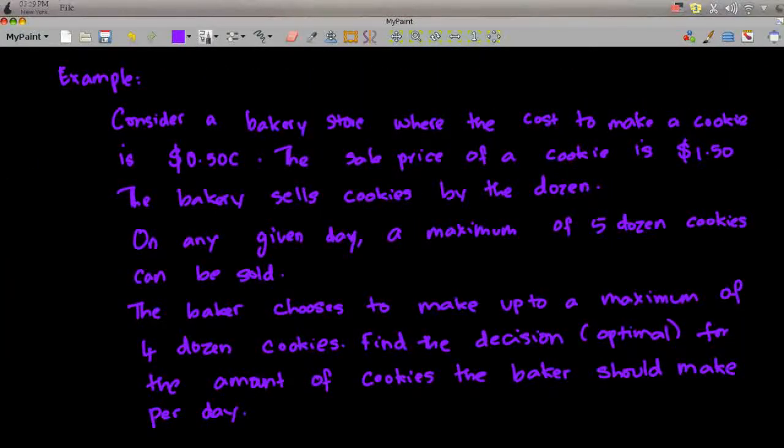I'm going to expand the rule using an example. Consider a bakery store where the cost to make a cookie is 50 cents. The sale price of a cookie is $1.50. The bakery sells cookies by the dozen only, and on any given day a maximum of 5 dozen cookies can be sold. The baker, however, chooses to make up to a maximum of 4 dozen cookies to be on the safe side. Now, given the circumstances, the objective is to find the optimal decision for the number of cookies the baker should make per day, in dozens, of course.